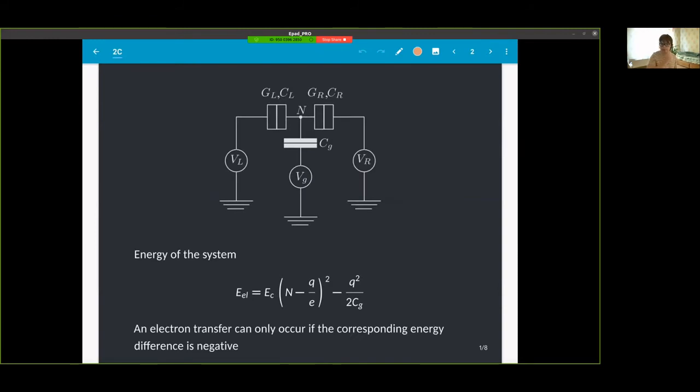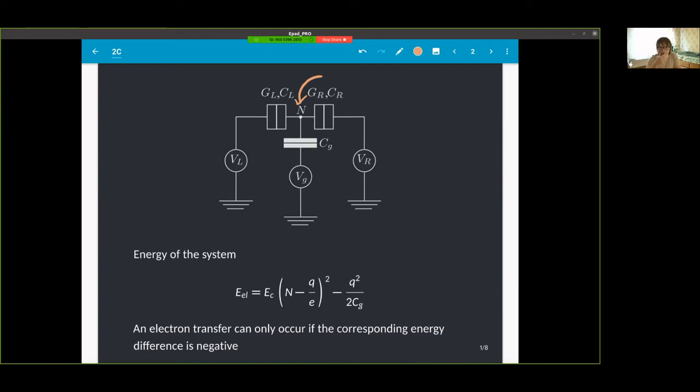So we have the following system. We have a capacitance CG. We have an island, and what's important is that this island can have some n electrons in it. And this island is separated by two, I guess, two tunnel junctions, how you say it. And the tunnel junctions have conductance, and they also have some capacitance.